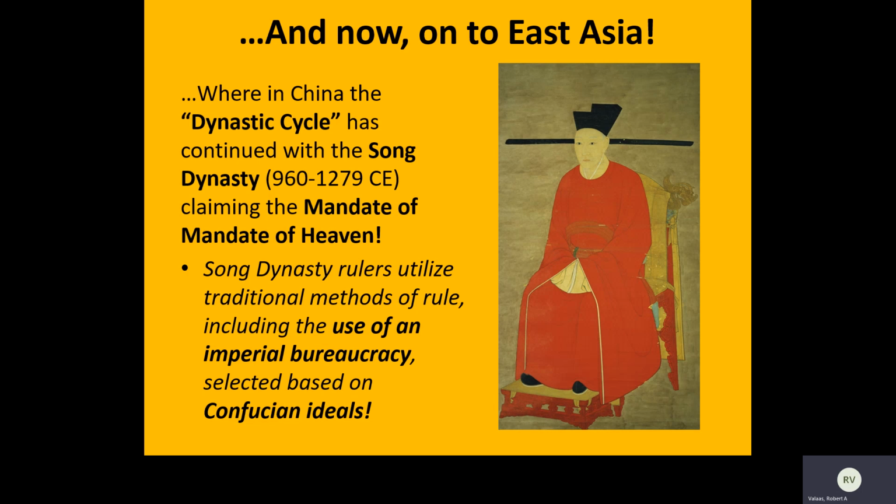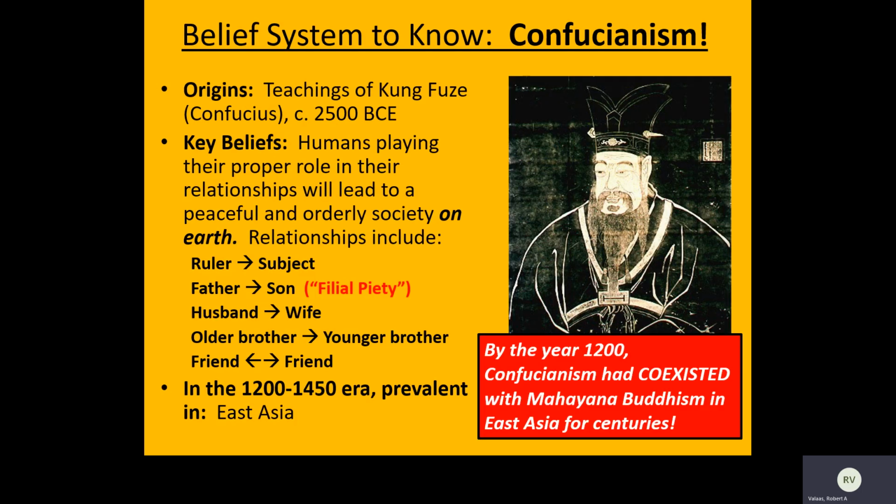And along with the mandate of heaven idea, the Song dynasty rulers continued, like the Tang dynasty and the Sui dynasty and the Han dynasty rulers before them, to utilize traditional methods of rule, the use of an imperial bureaucracy, for example, to administer their empire, and that bureaucracy selected based on Confucian ideals, which brings us here to the belief system to know, Confucianism. Yet another belief system to note. This one, not a religion.